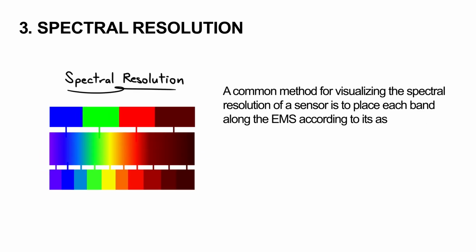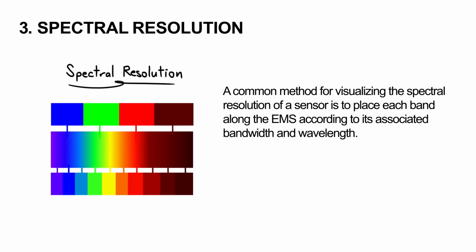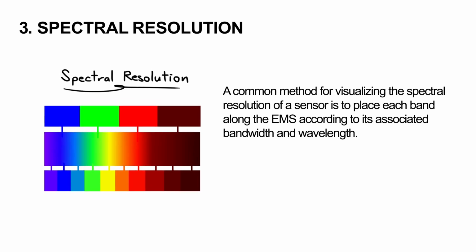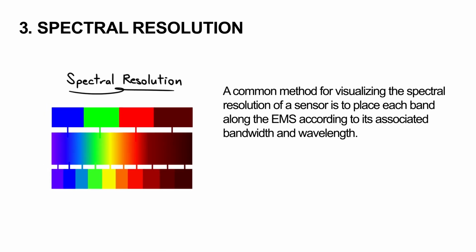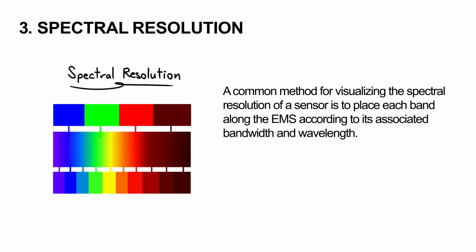A common method for visualizing the spectral resolution of a sensor is to place each band along the EMS according to its associated bandwidth and wavelengths. This allows users to determine which sensor best captures the information they are interested in studying.